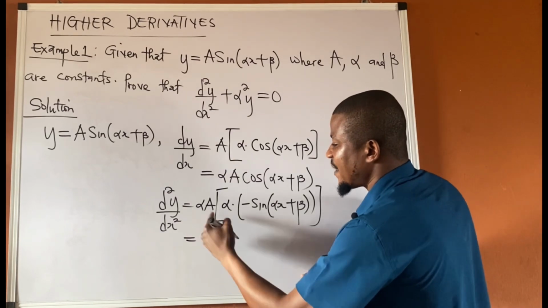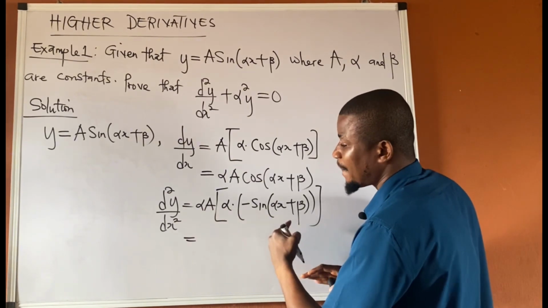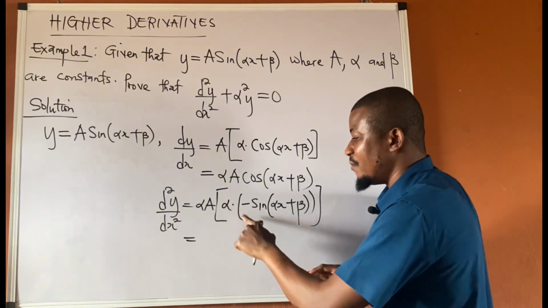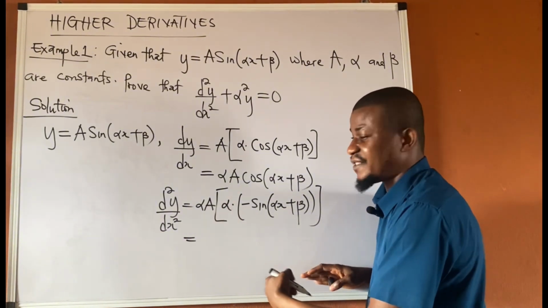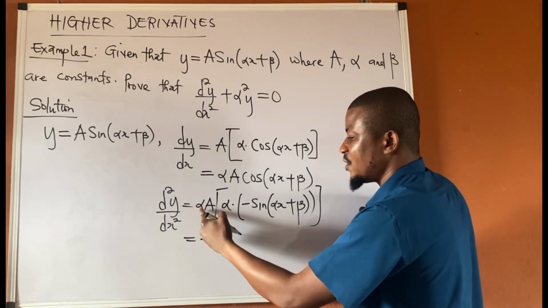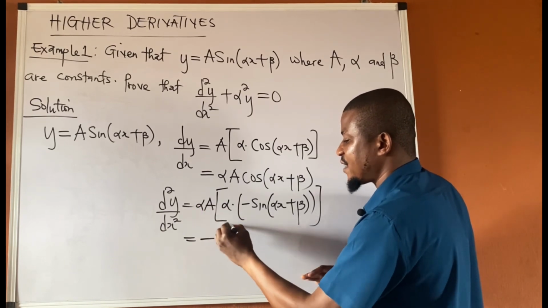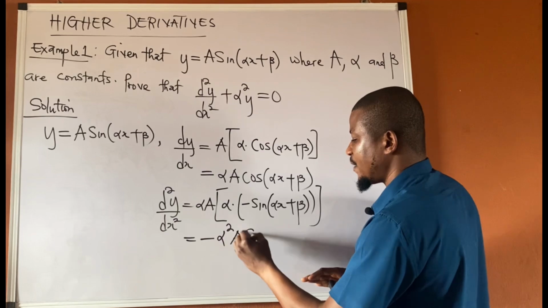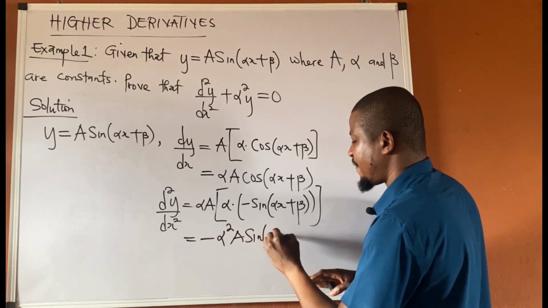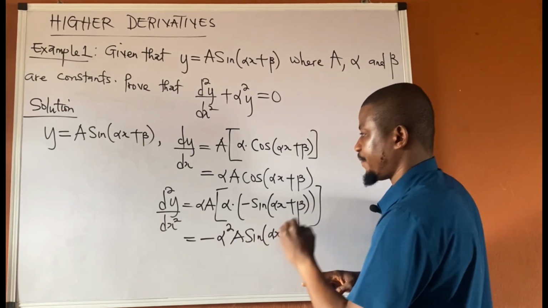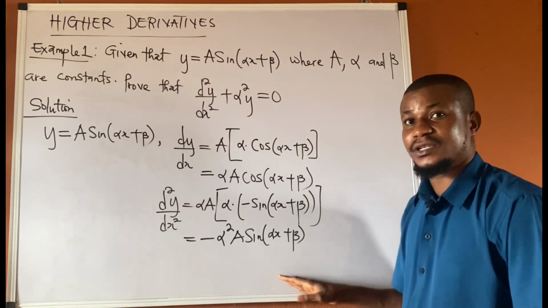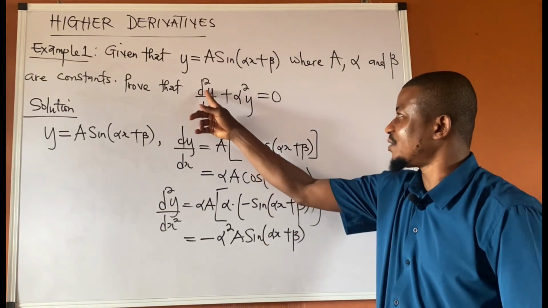If we simplify here, alpha times alpha is alpha squared, but we have a negative here. In the rule of directed numbers, we always bring out the signs first. So negative comes out first. Then alpha times alpha, you have alpha squared, times a sine of alpha x plus beta. Okay, so this is our second derivative. We'll be able to get our second derivative here.